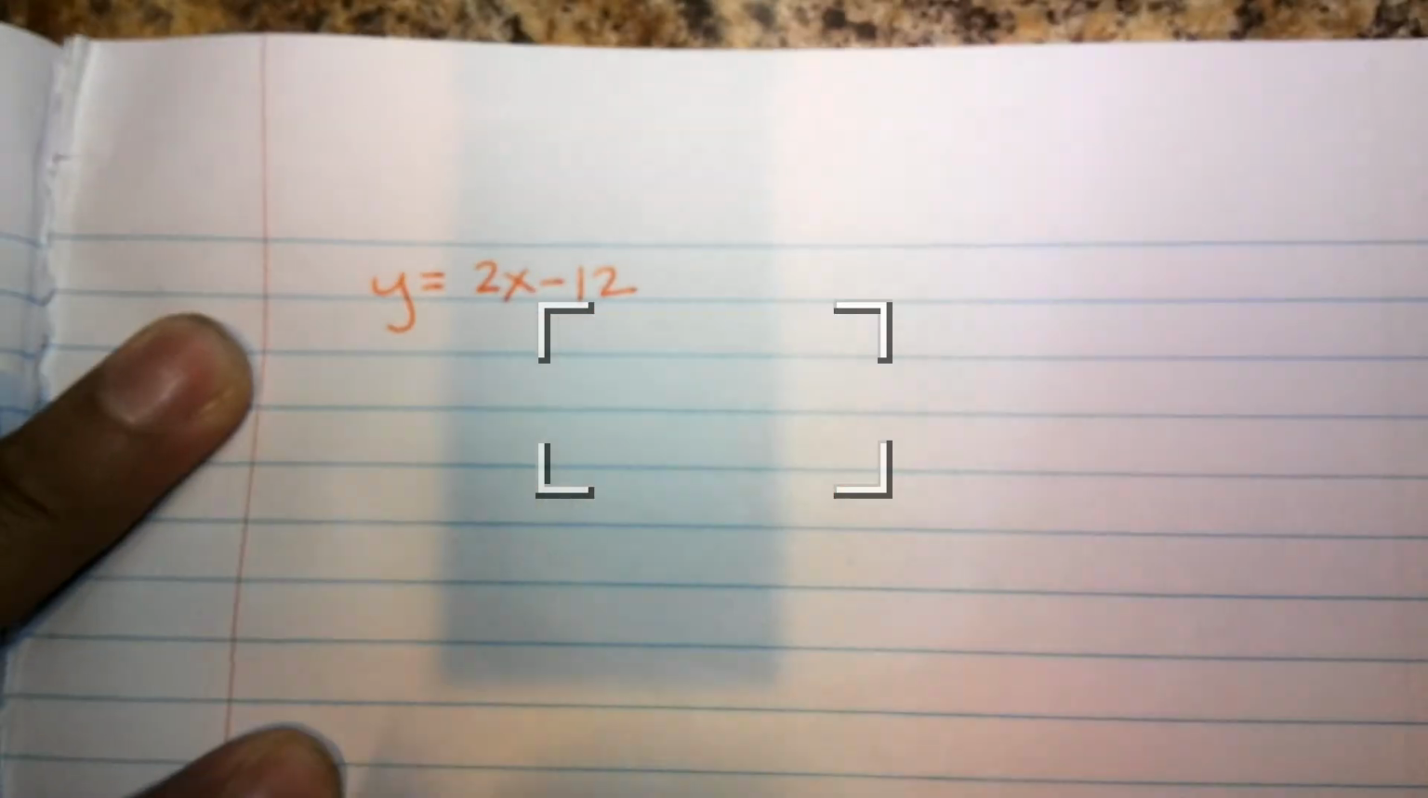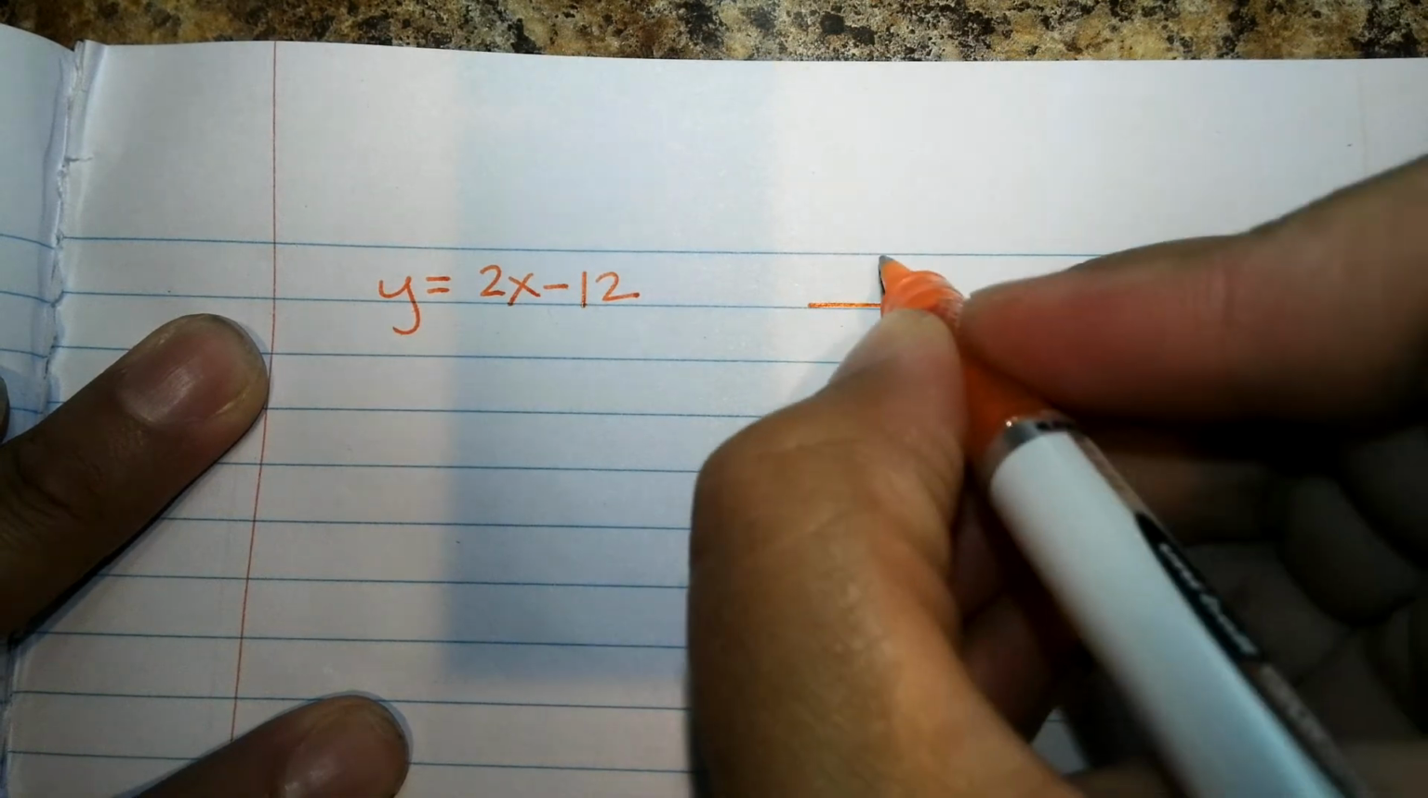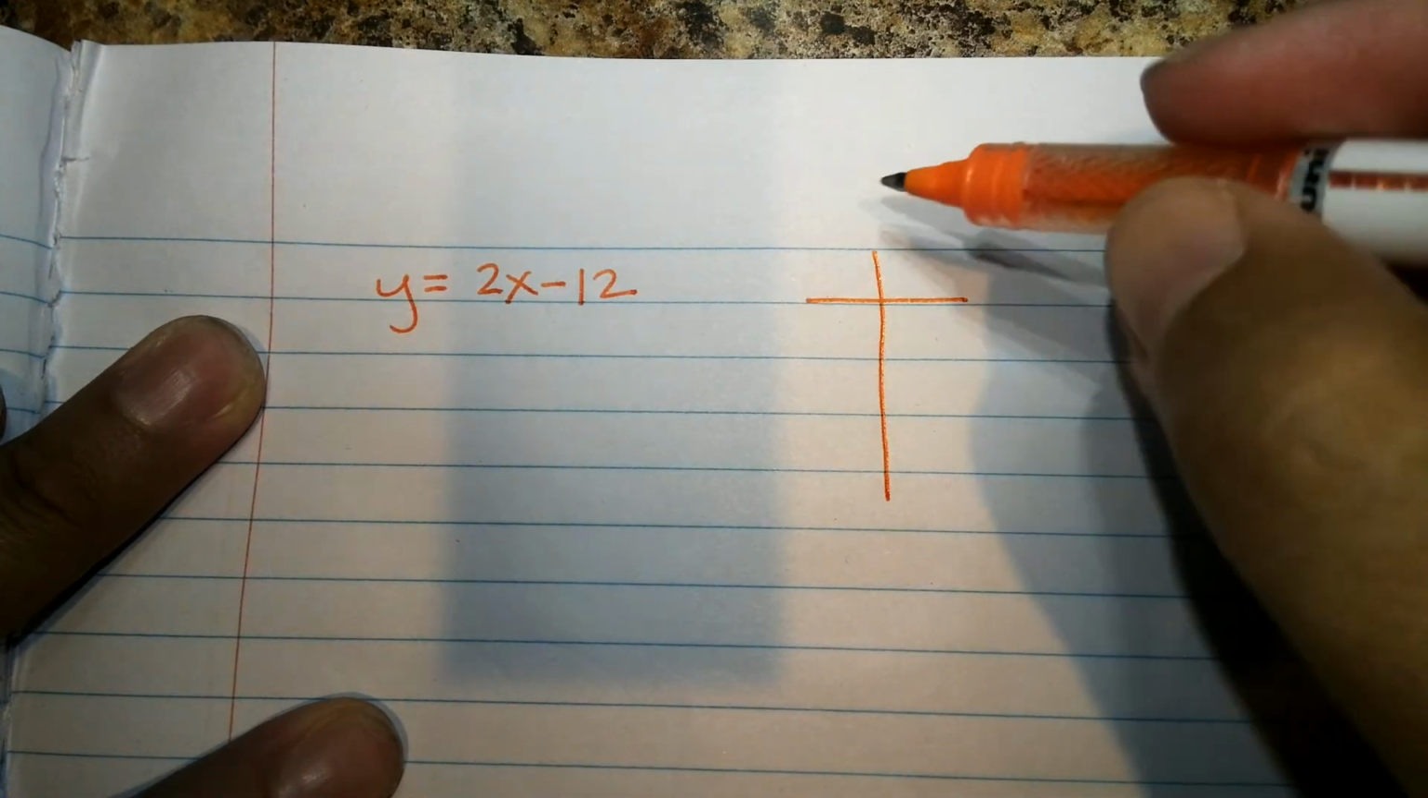Hey you guys, I just wanted to show you a quick video on how to graph basically any kind of equation that you can come up with or that I would give you. So for example, if I have y equals 2x minus 12, and you're like, oh man, I really don't remember how to graph this, you can always make a table of values.